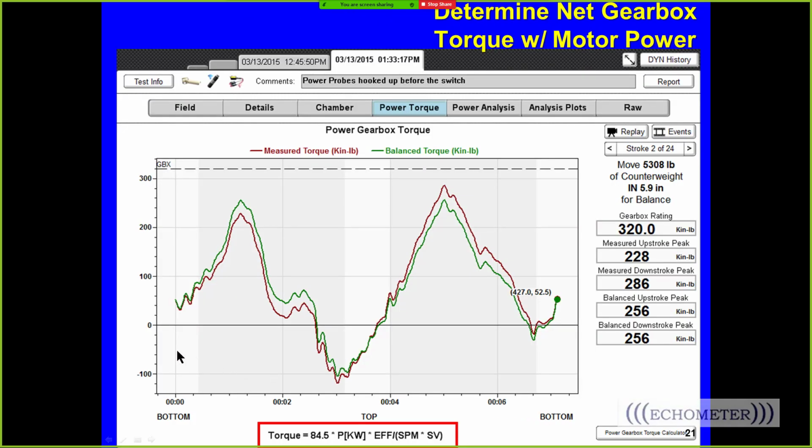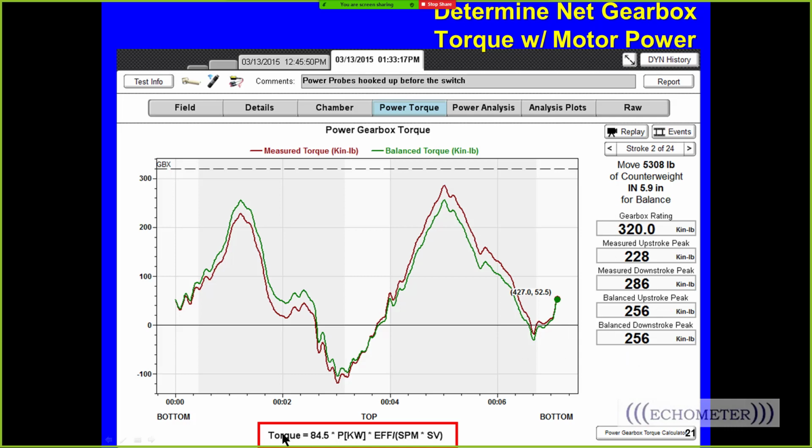So here is a plot of the green curve, which is the net torque in balance, and the red curve is existing. And so if you look at this peak right here, this peak is lower than that peak. And so it says the gearbox torque rating is 320. The upstroke peak is right here, 228. The downstroke peak is 286,000 inch-pounds. And if we move the weights in from their current location, 5.9 inches, then we'll balance the upstroke and downstroke peak torque. And that's what that's saying.